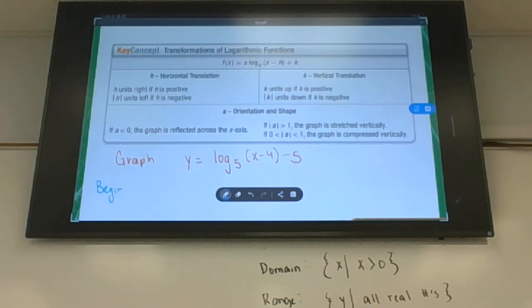What is orientation and shape? Stretch and compression, like is it steeper or lighter, or is it reflected? So for this, we're going to begin with log base 5 of x. So kind of ignore the 4 and the minus 5 and do your parent function table. This would be like the parent function of base 5. Our table's probably going to go up to 25, so we might label our axes a little different.